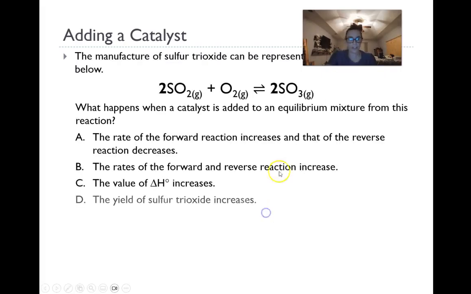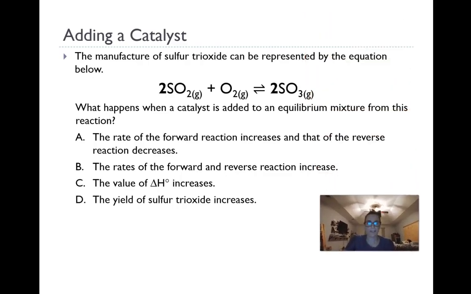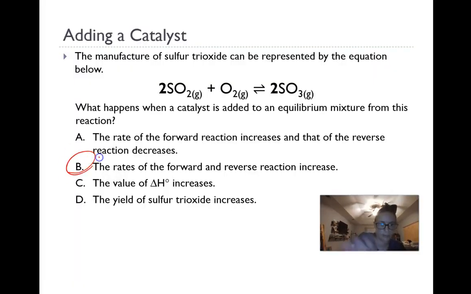And our last question is about a catalyst. We have the manufacture of sulfur trioxide here. What happens when a catalyst is added to an equilibrium mixture from this reaction? So the rate of the forward reaction increases and that of the reverse decreases. The rates of the forward and reverse reaction increase. Boom. They both increase. It doesn't change our enthalpy change. It doesn't change our yield of anything. It just increases the forward and reverse rates equally.